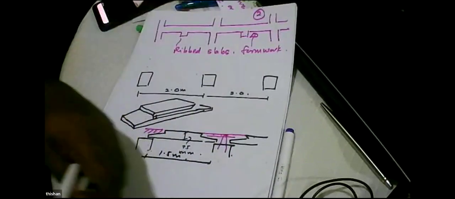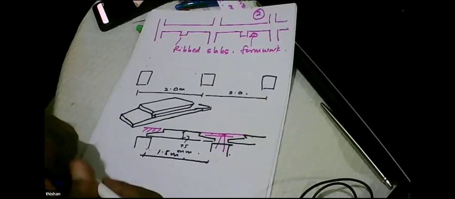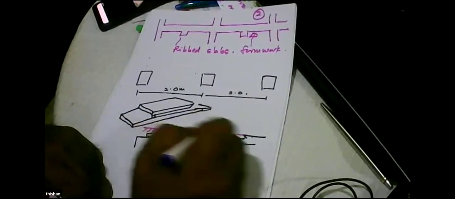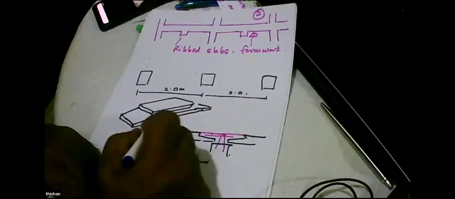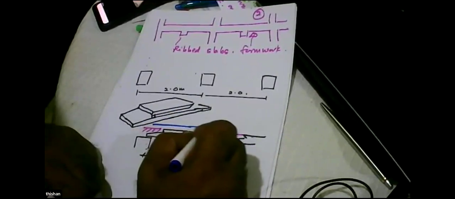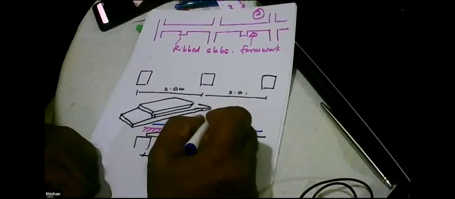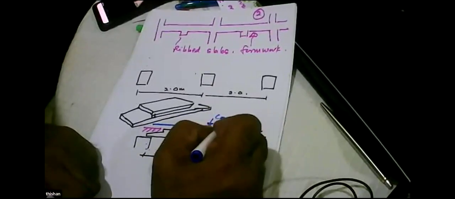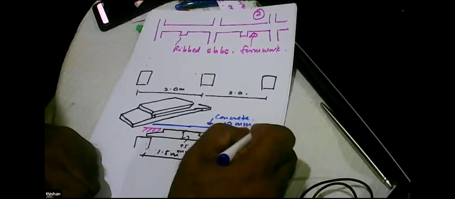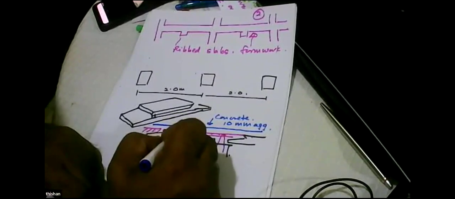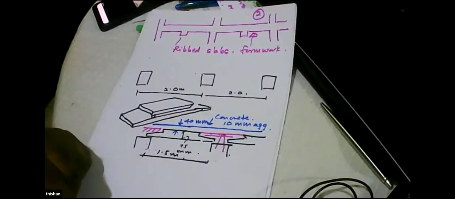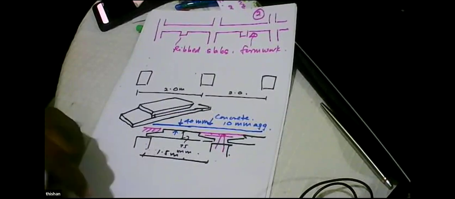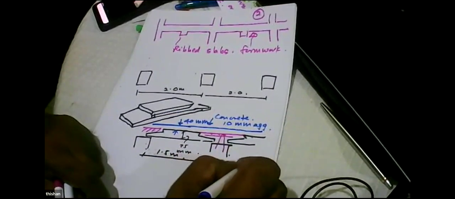Later, with further research on this, we found that anyway we have to do a finish for this. To finish this, we need a leveling screed. Why not make it out of concrete with 10 millimeter aggregates to a thickness of about 40 millimeters? We thought like that. Then it became about 110 millimeters thickness.